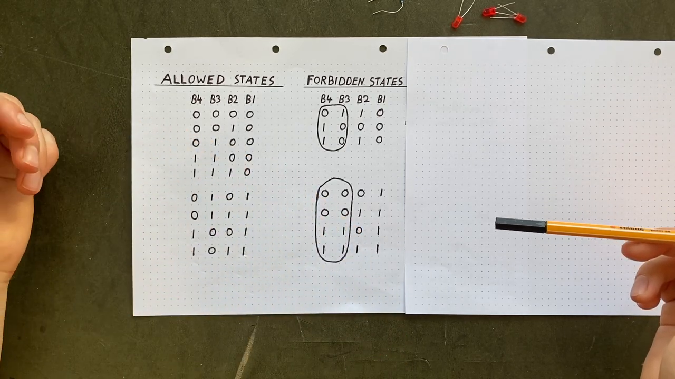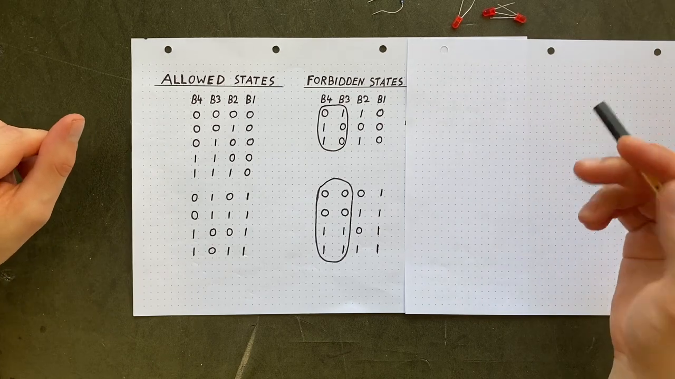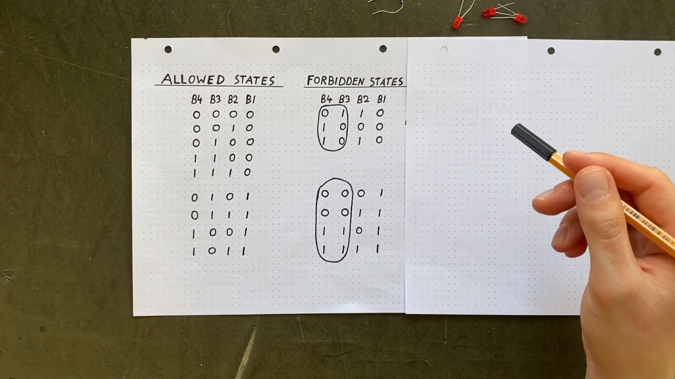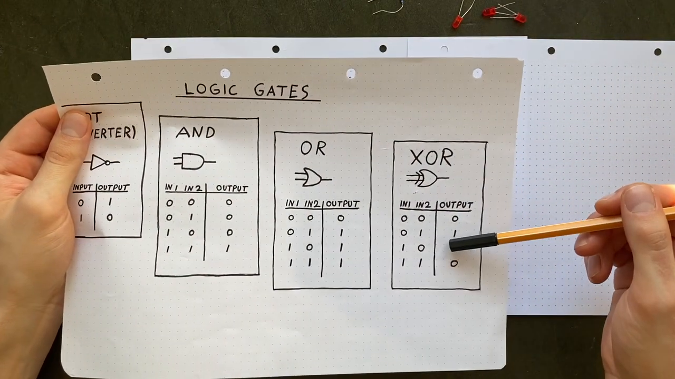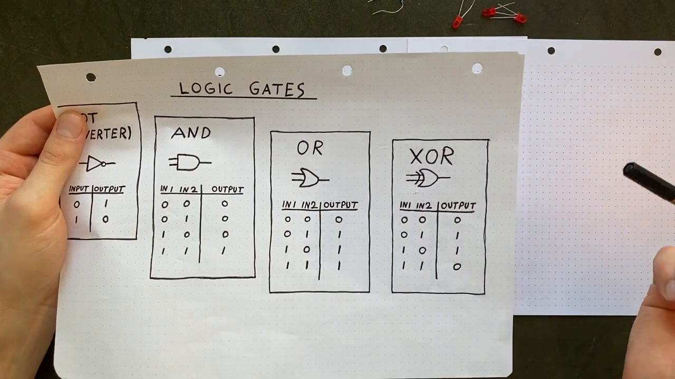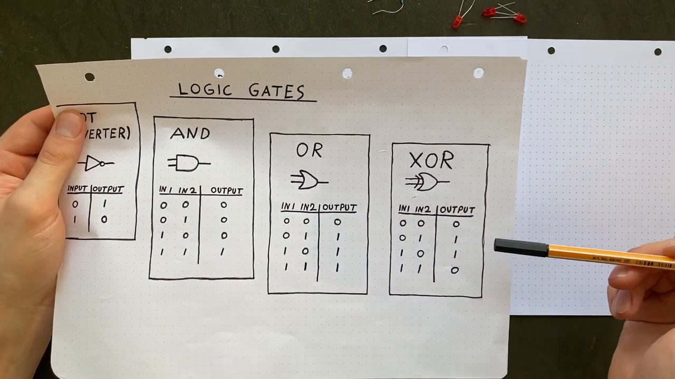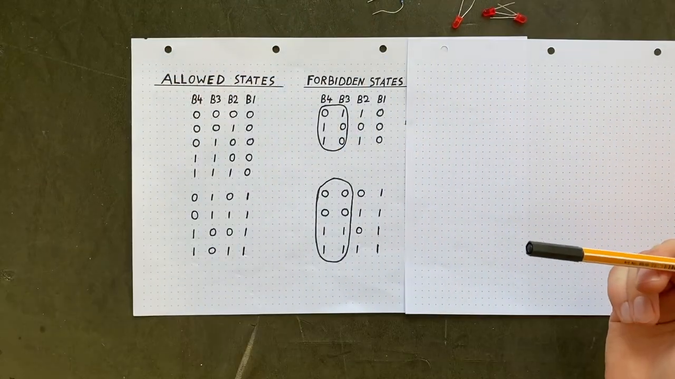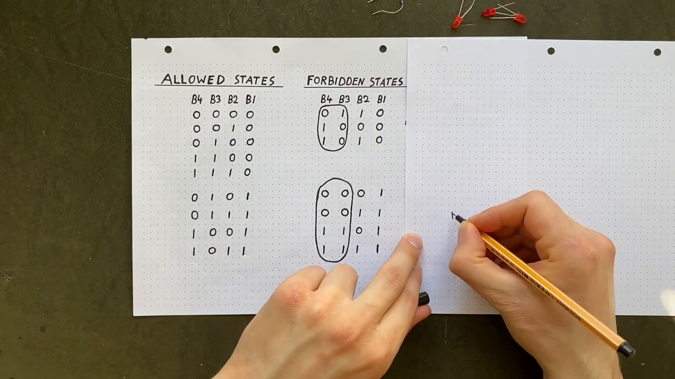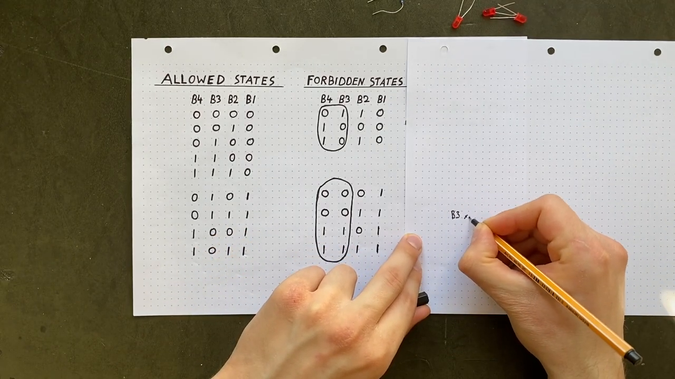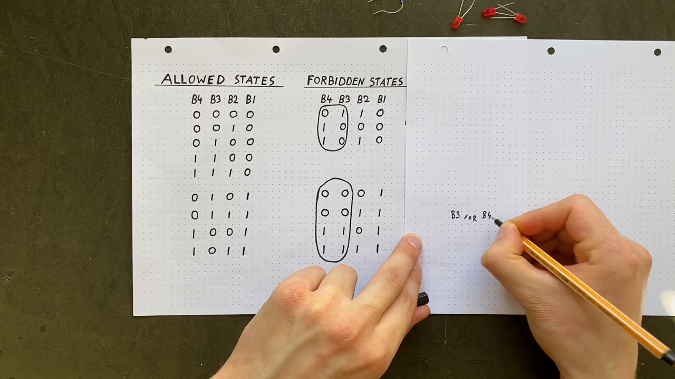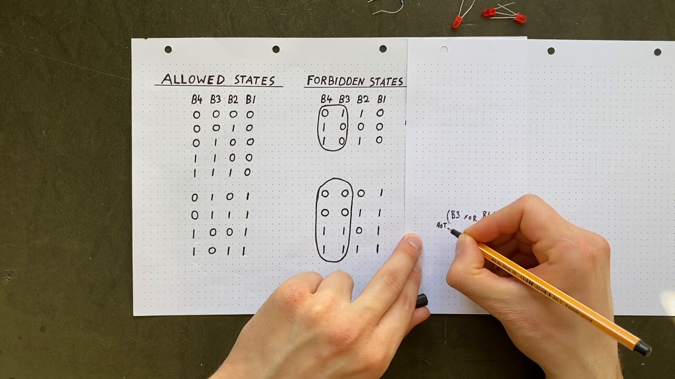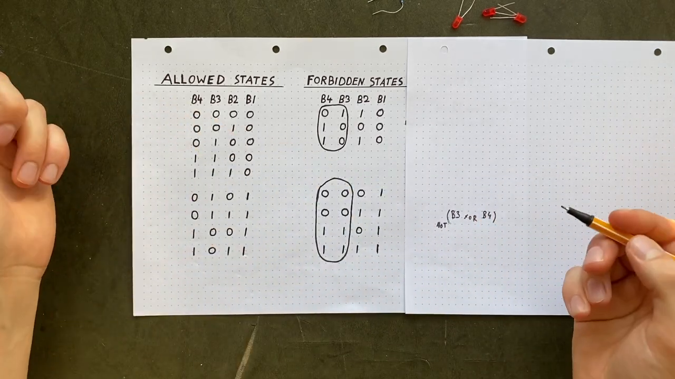Now, how do we represent this with our logic operators? First, let's think about B3 and B4. These need to be equal. And if you look at the XOR's input-output table, you can see that it basically checks for that. If the inputs are equal, it puts out a 0. And if they differ, you get a 1. So all we need to do is check for B3 XOR B4. And then we need to invert the result. So that's the first part of our rule.